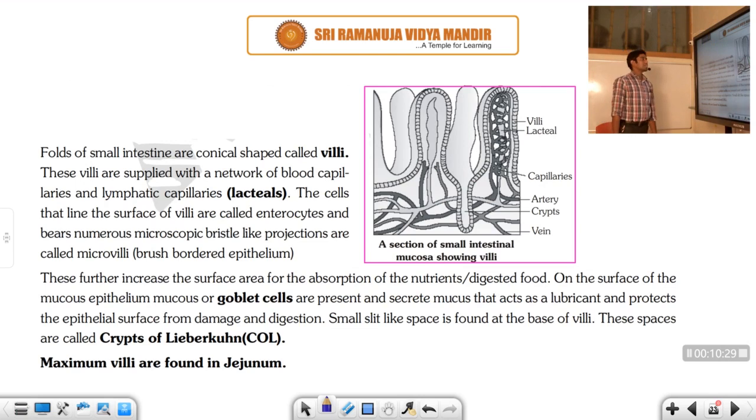Next, we're talking about the small intestine, right? Villi is also, what is the part it is? It is a villi. Actually the mucosa part we already discussed now. One is the secretory part, another one is the absorptive part. So the absorptive part, that is nothing but the villi. Villi we can observe in the small intestine.